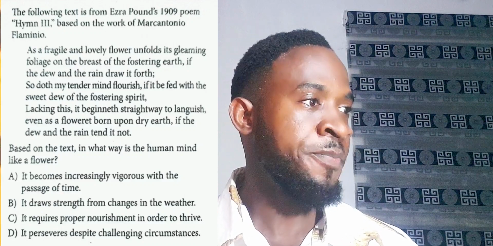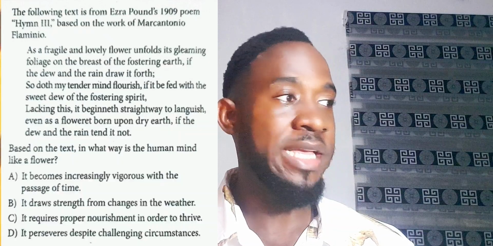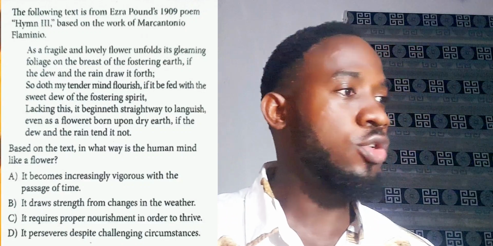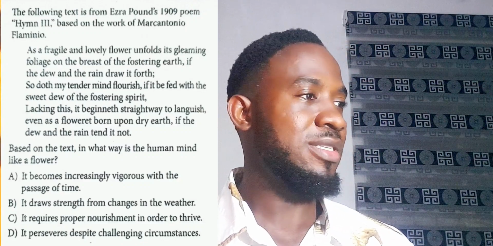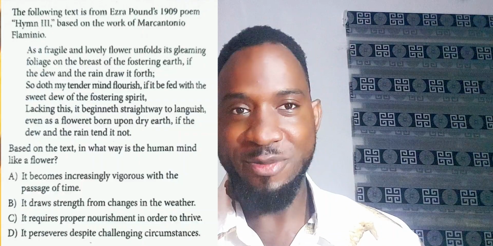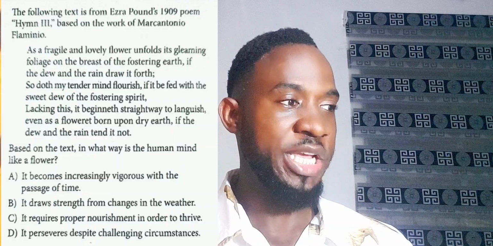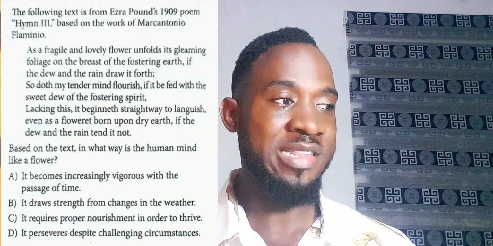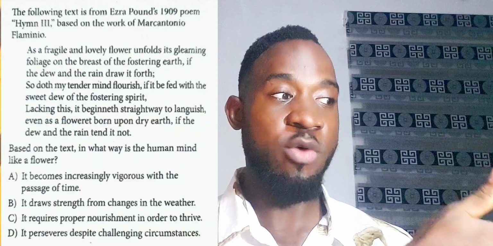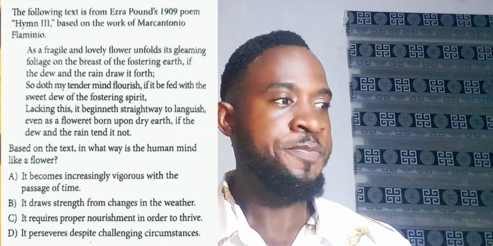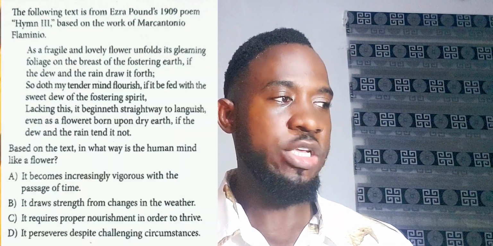However, just so we are sure what kind of passage we're looking at, we may need to just look at the blurb. It is an excerpt from a poem by Ezra Pound, and it is hymn 3, based on the work of Marcantonio Flamino. So yes, it's a poem. That is the only important detail we have seen from the blurb. I don't think that will really help us get the answer. Now the question straight up: based on the text. The previous sample we worked with said according to the text. So based on the text is another way to spot this question type. It's just a rephrase of according to the text; they are saying the same thing more or less. So based on the text, in what way is the human mind like a flower?